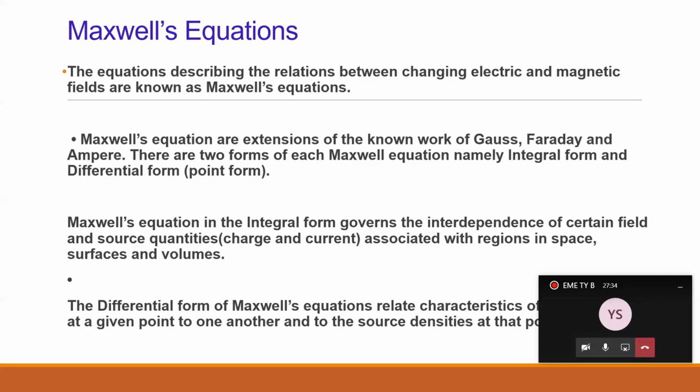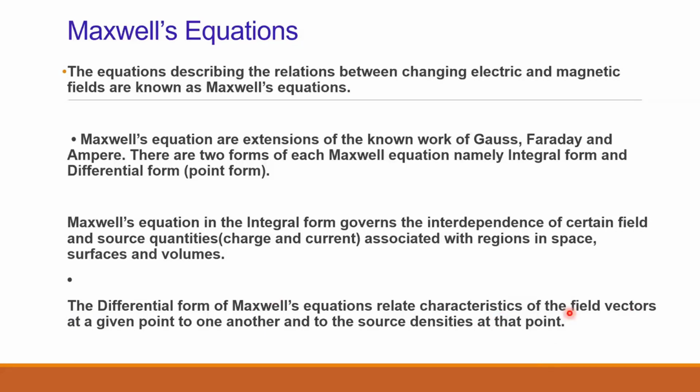And in the fourth point, the differential form of Maxwell's equation relates characteristics of field vectors, meaning E bar, H bar or D bar at a given point, to another field or to the source densities at that point. So it can relate B bar to H bar, or relate E bar, the electric field quantity, with B bar, the magnetic field quantity. In this way Maxwell's equations relate both fields, the electric field and the magnetic field.